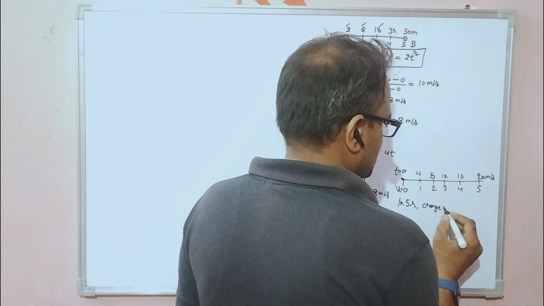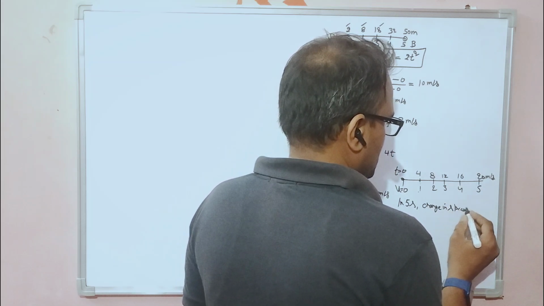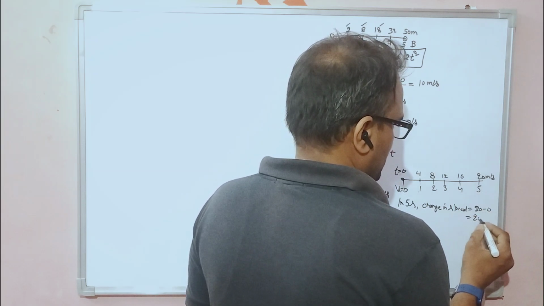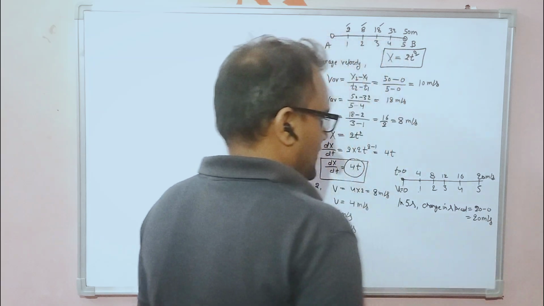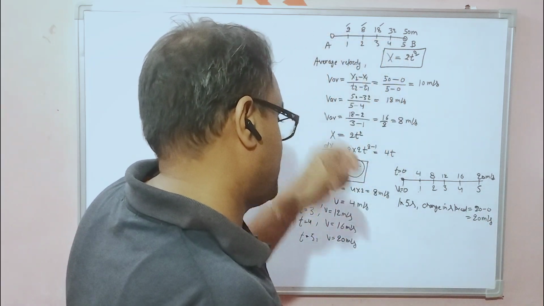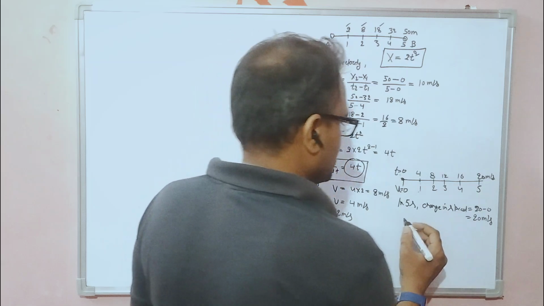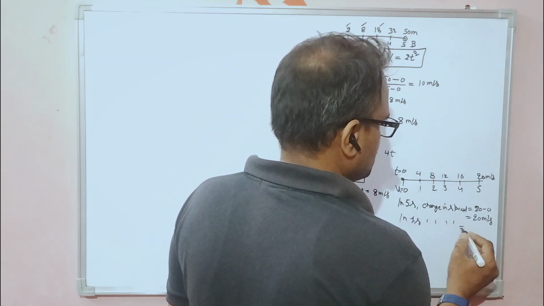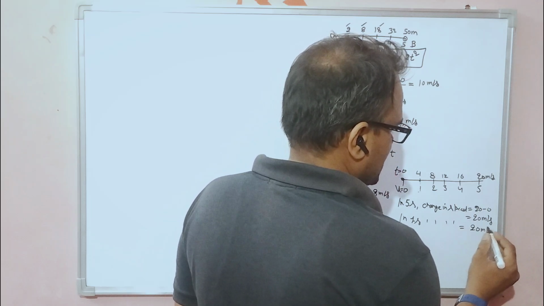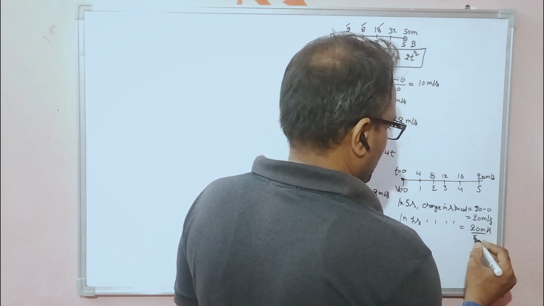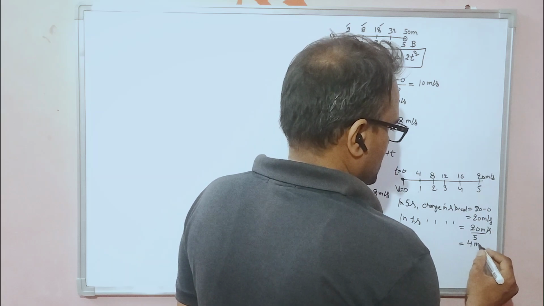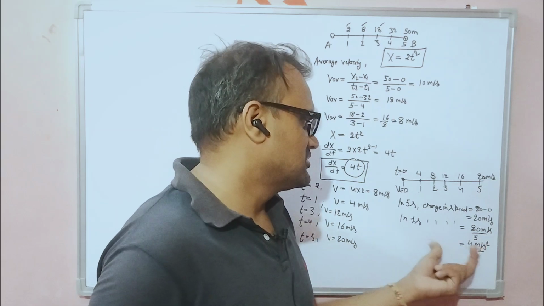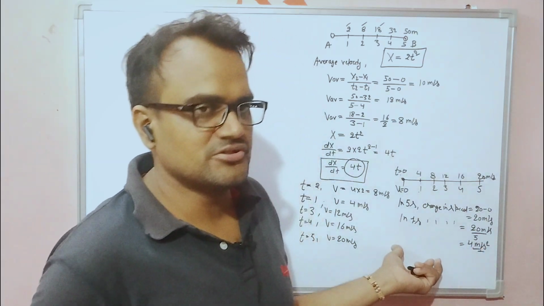In 5 seconds the change in speed is equal to 20 minus 0, which is 20 meter per second. And if I want to find the change in speed per second, I will use the concept of direct proportion, and I can say it is 20 meter per second upon 5, which gives me 4 meter per second square, right? So what is this value? This is nothing but the average acceleration, right?